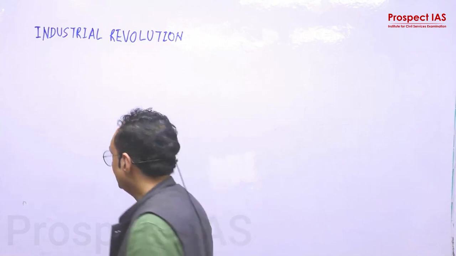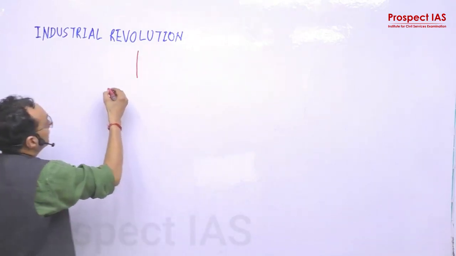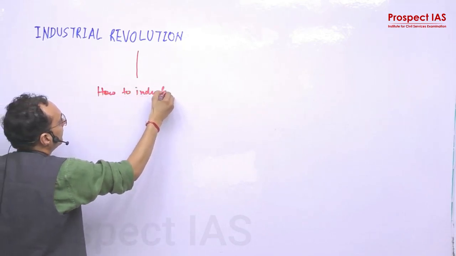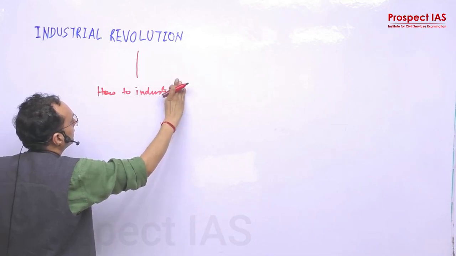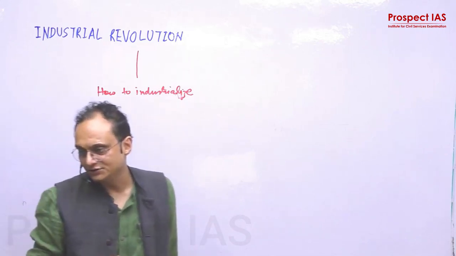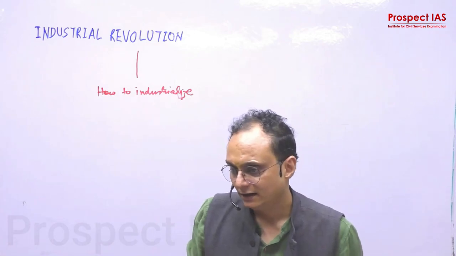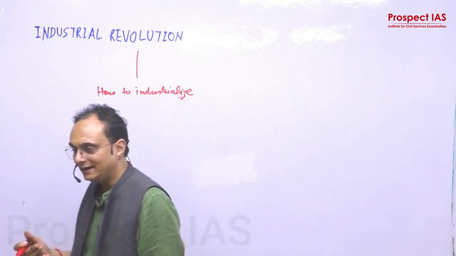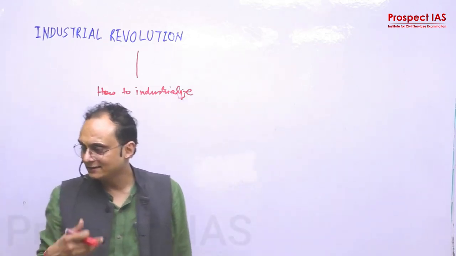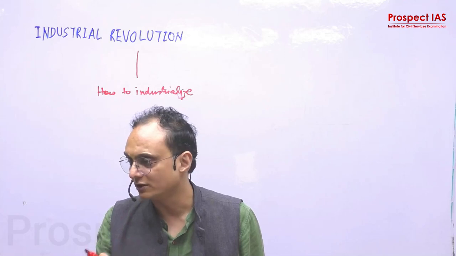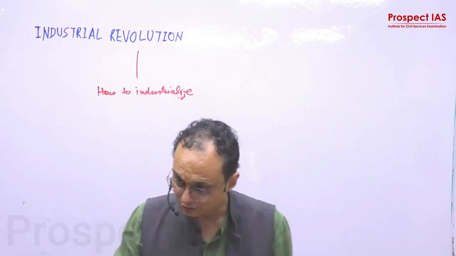What was the model? How to industrialize our society. Number one, how to industrialize, and number two, what were the benefits of industrialization? Every other country in Europe saw that within a few decades, suddenly England accelerated the amount of production and amount of profit both within a very short span of time. So that was a very astonishing thing.